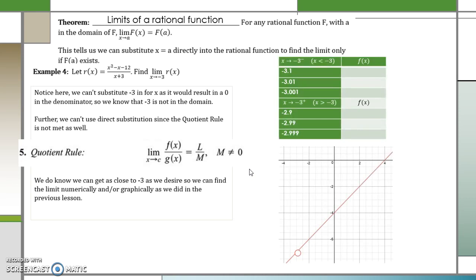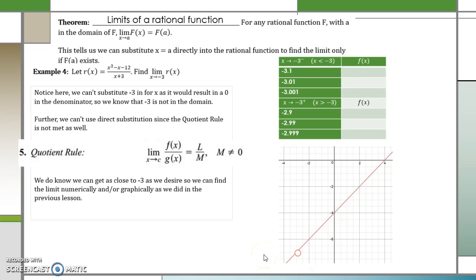So we need to approach x at -3 from the left side and the right side in hopes that we do come up with the same number. Notice when I graphed it here, there is a hole at -3 because it doesn't exist there.